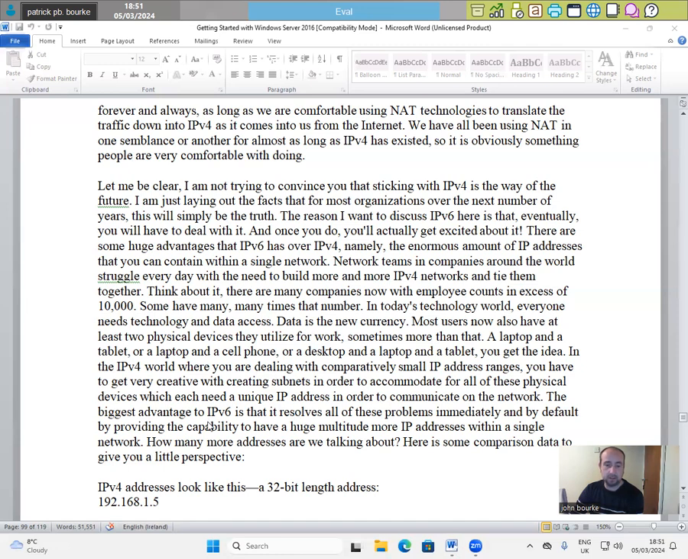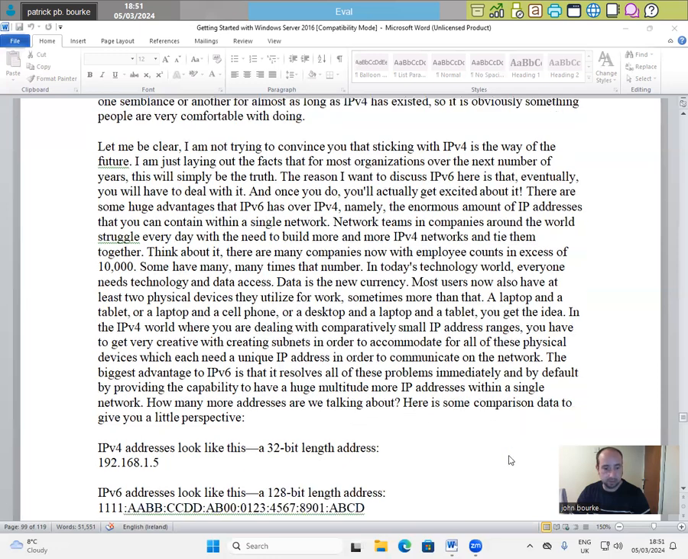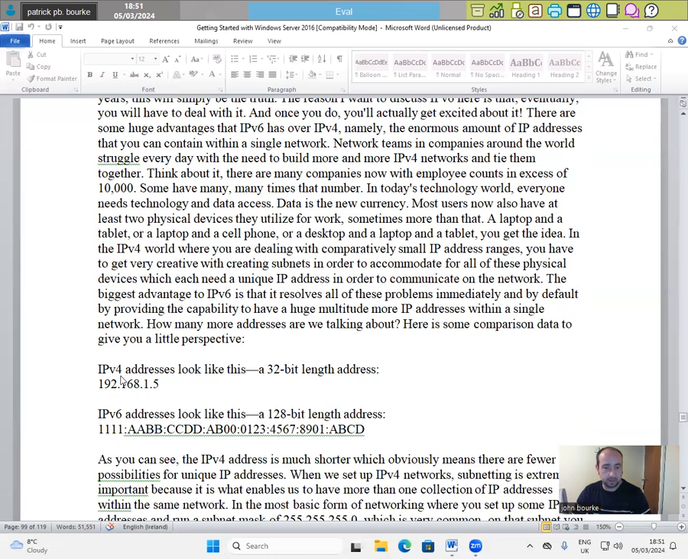The biggest advantage to IPv6 is that it resolves all of the problems immediately and by default by providing the capability to have a huge multitude more IP addresses within a single network. How many more addresses are we talking about? Here is some comparison data to give you a little perspective.